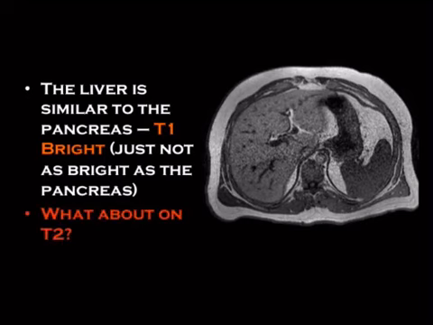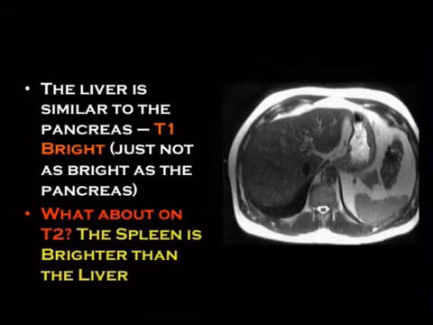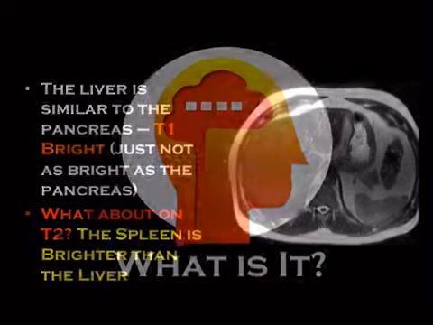Which brings us to the opposite question. What about on T2? There's 2 ways to remember this. One is that it's the opposite, meaning that the spleen is brighter and the liver is darker. Or you can just remember that the spleen is sort of a big bag of water, and that one of its main jobs is to collect blood. So you'd think that it would be a sack of water.